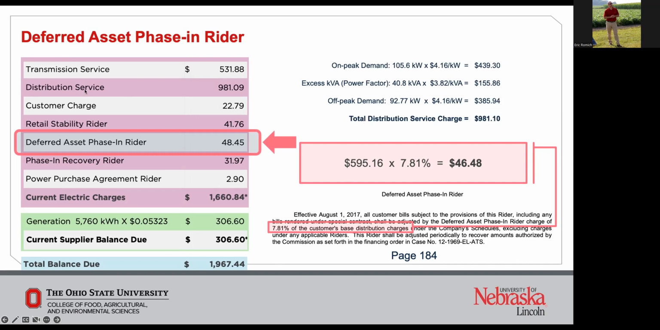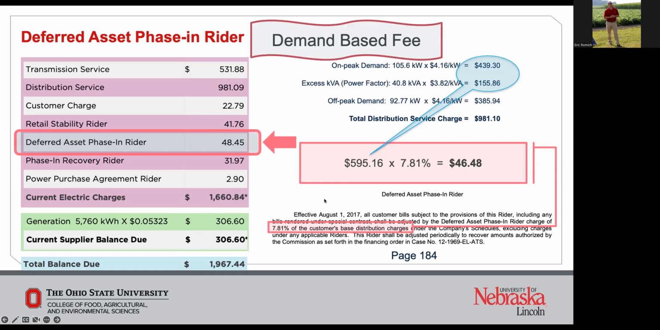So if we go back to this distribution charge that we just looked at, it says $981. The base is based on these first two factors. And so if you take the 439 and the 155, you come up with $595 of base distribution charges. And that's going to come up with $46.48 for that deferred phase-in rider.